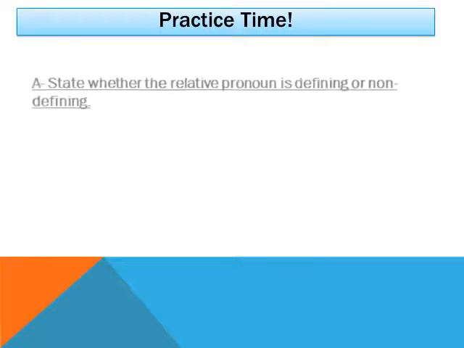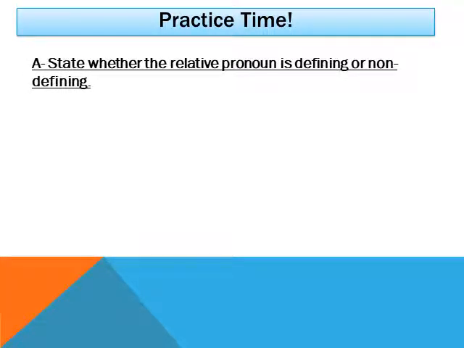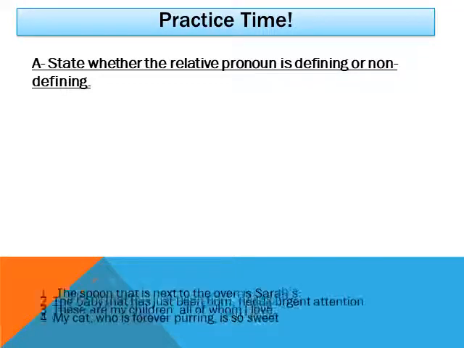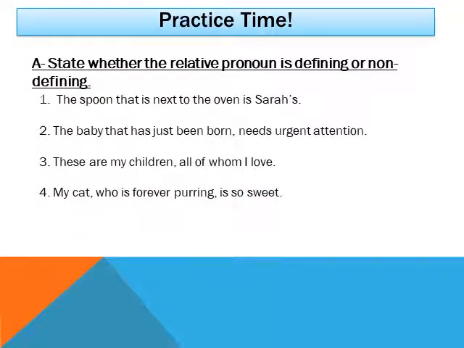Now let's go to practice time. Exercise A, state whether the relative pronoun is defining or non-defining. We have 4 sentences. Let's read the first one together. The spoon that is next to the oven is Sarah's. So, that here is a relative pronoun. Is it a defining relative pronoun or a non-defining relative pronoun? The spoon that is next to the oven is Sarah's. So, definitely it is a defining relative pronoun. Very good, because it gives important information in the sentence, so we cannot omit it.